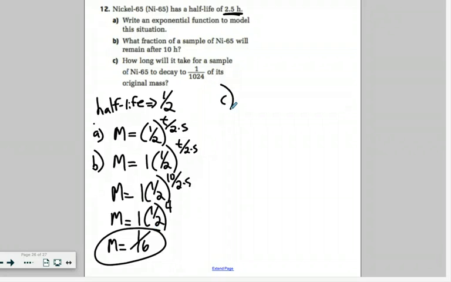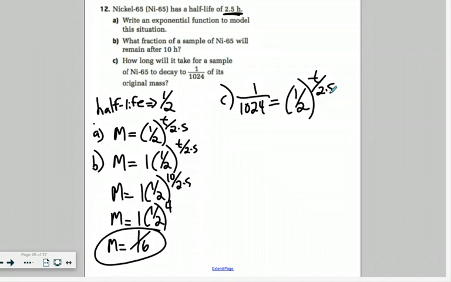In C, we're kind of working backwards, right? So it's how long will it take for a sample of nickel 65 to decay to 1/1024th of its original mass? So that's actually a mass value there. So we can substitute that 1/1024 in for m, and that now equals that 1/2 to the power of t over 2.5. Right, and now we're solving for t.